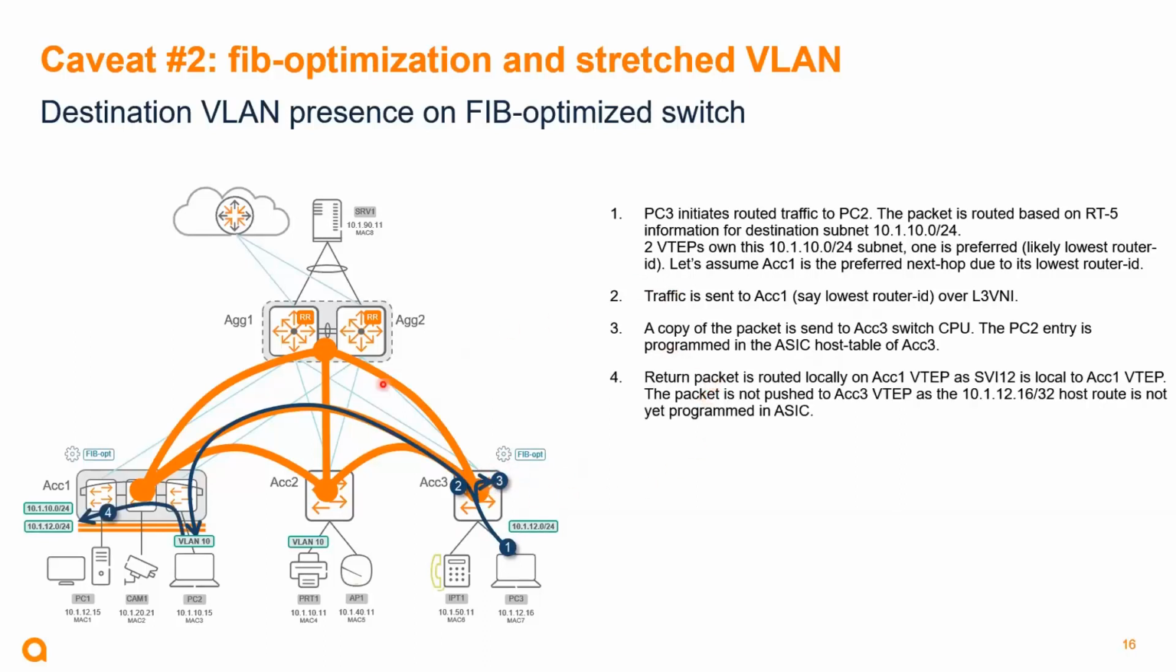However, as the packet is reaching access 1, as the return packet is for that subnet, but that subnet is also hosted as an SVI on access 1, it means that it's local. And as this is local, it's preferred. So the packet is not pushed to access 3 VTEP because that entry, 12.16, is not yet programmed in access 1 hardware.